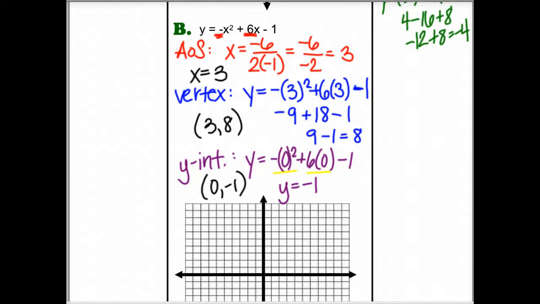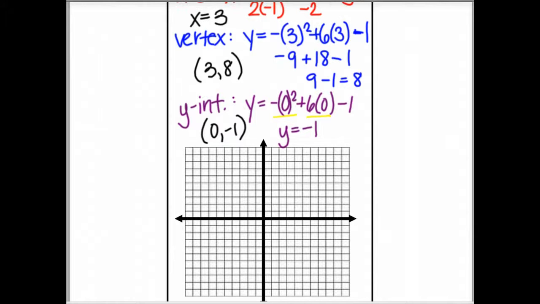I can then go ahead and plot my points. I'm going to make my axis of symmetry at x equals 3. And then I can plot my vertex at 3, 8. 1, 2, 3, 4, 5, 6, 7, 8. And then my y-intercept at 0, -1. I can mirror that image.